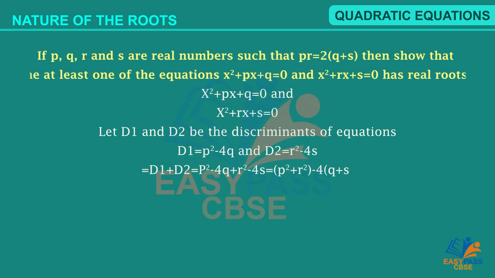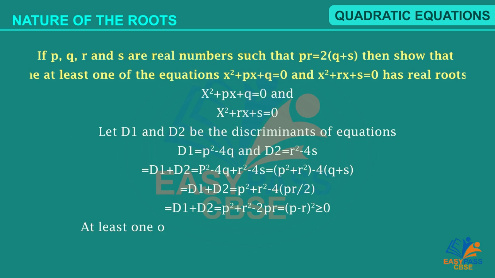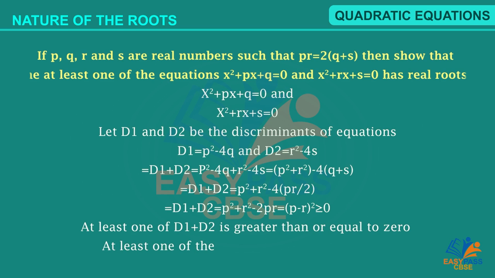But what is pr given? pr is given as 2 times of q plus s. On substituting, you get D1 plus D2 is equal to p square plus r square minus 2pr, or p minus r whole square. So p minus r whole square is greater than or equal to 0. That means D1 plus D2 is non-negative. The sum of the two numbers is non-negative, which means both cannot be negative. That means any one of them must be non-negative, or both of them. If D1 is non-negative, then the first equation has real roots. If D2 is non-negative, the second equation has real roots. If D1 and D2 both are non-negative, both equations have real roots. And this question is a very, very important application question.